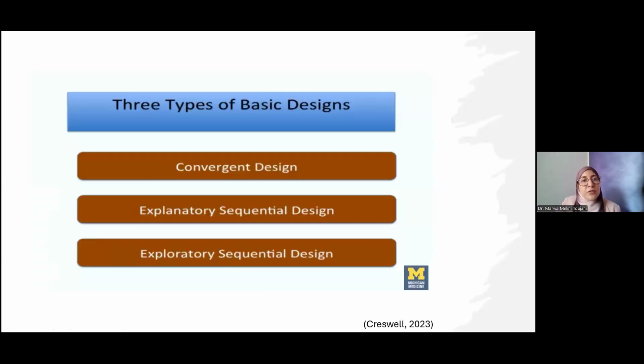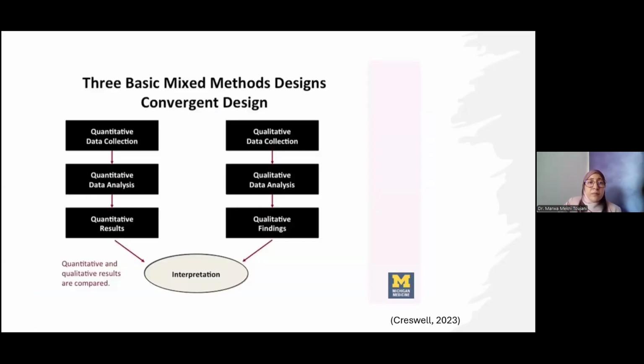This will take us to the main three types of mixed methods research. In mixed methods research, we have convergent design, explanatory sequential design, and exploratory sequential design. I'll be talking about each one alone. So here, we're beginning with the convergent design.